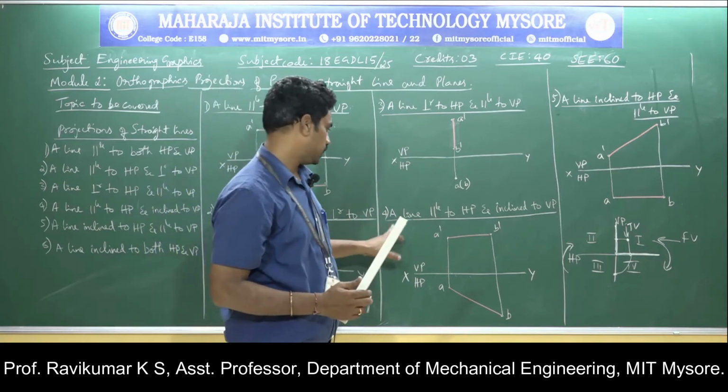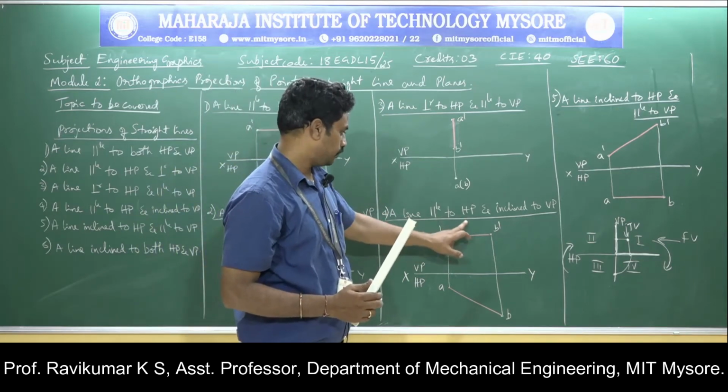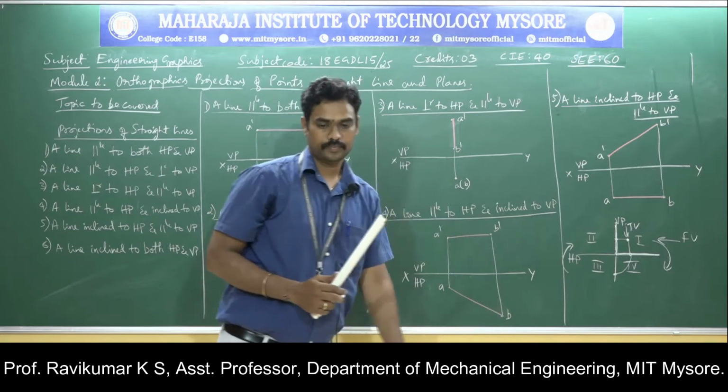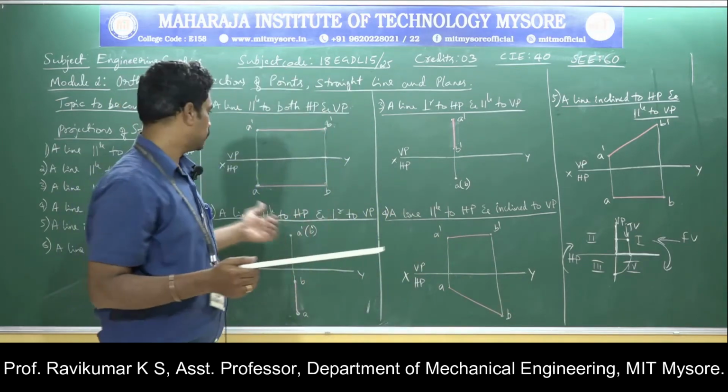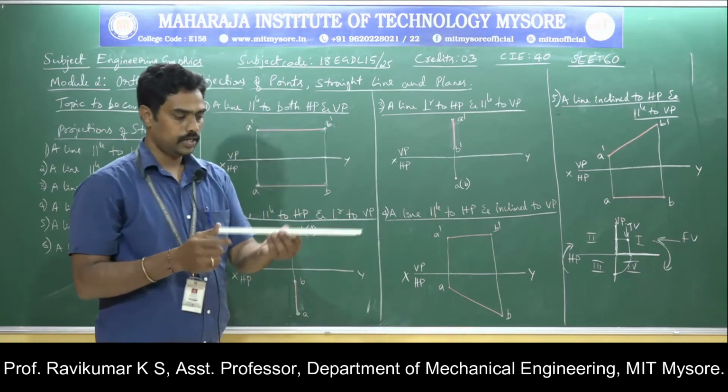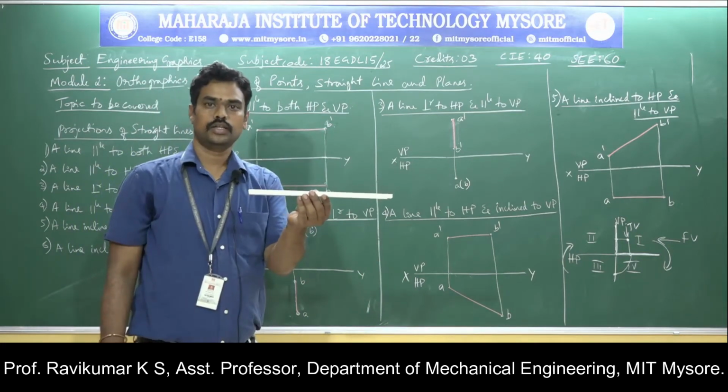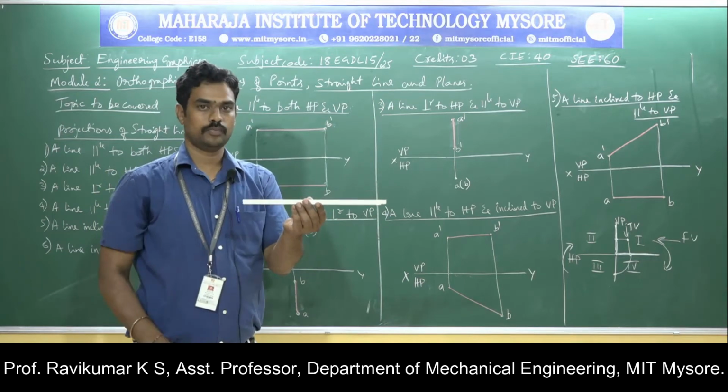Similarly, the next case, a line parallel to HP and inclined to VP. Parallel to HP and inclined to VP. So I will start with the first case. The first case is parallel to both the planes. So this is the first case, parallel to both the planes.